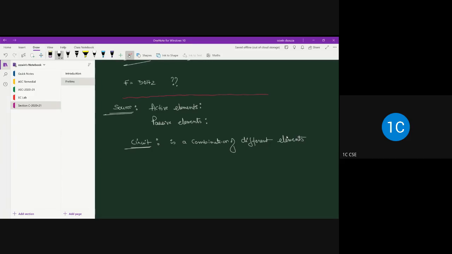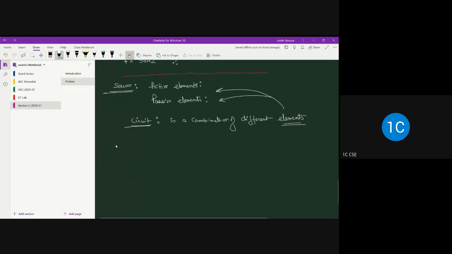Now, when you say elements, broadly, in electrical engineering, you can classify the elements into two types. You can classify them as active elements, and you can also classify them as passive elements. Now, these active elements, as the name suggests, are active in nature. Active in the sense they are able to give energy to the other elements. They possess energy on their own, and they impart energy on the other elements.